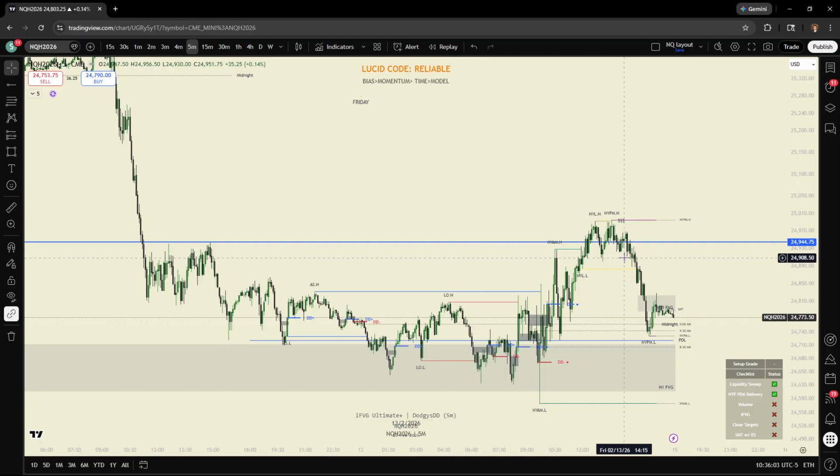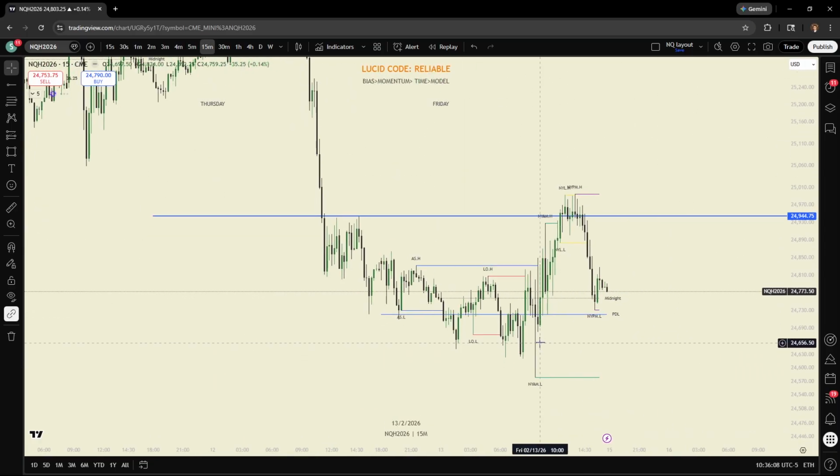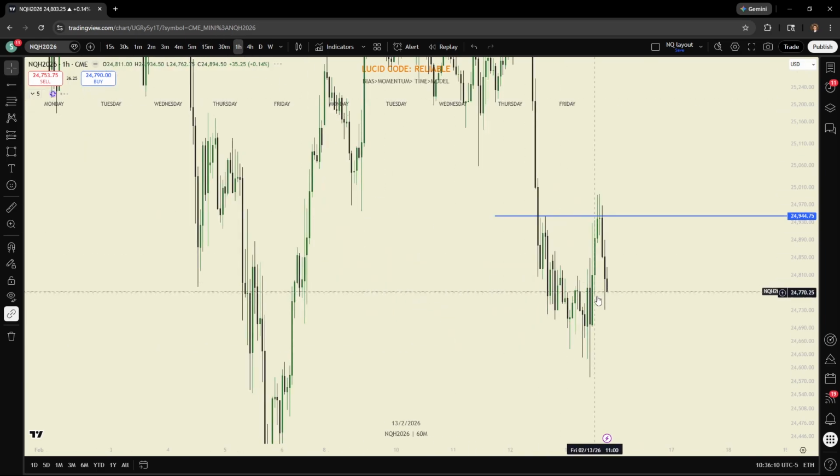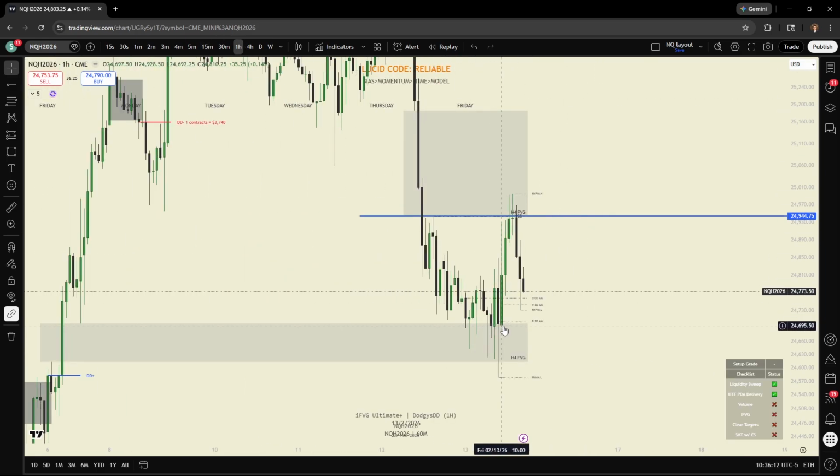And yeah, this is also protected. But it wasn't protected at the time. It was only protected, I think, on the 15-minute, but in the hourly, it wasn't. We needed to wait for the hourly to close to create the ITL.